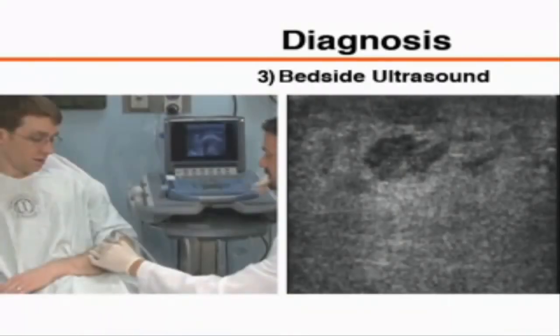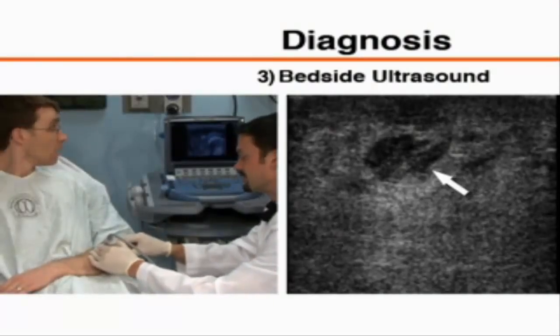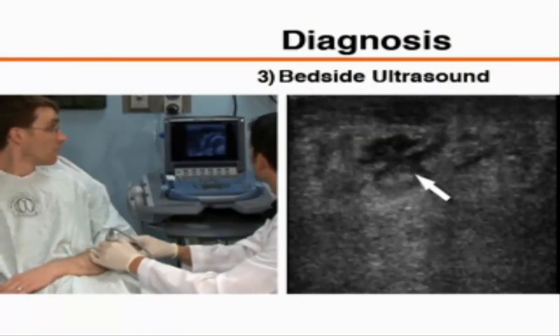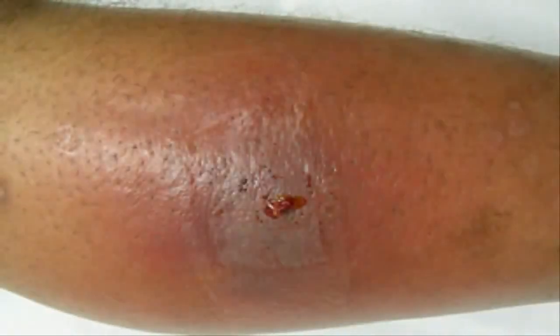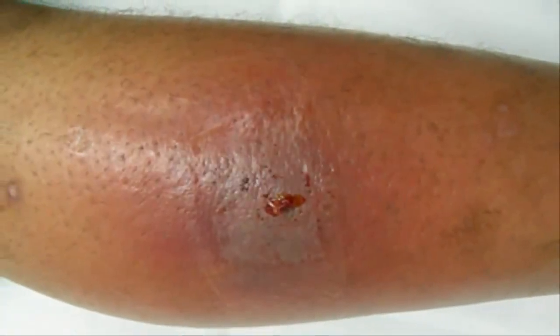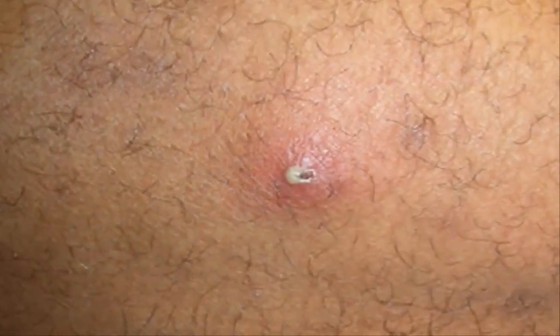Bedside ultrasound is a valuable adjunctive tool for identification of localized areas of fluid under the skin that may represent isolated areas of infection. An abscess that is diagnosed in one of these 3 ways may be appropriate for incision and drainage if it is larger than approximately 5 millimeters and found in an accessible location.